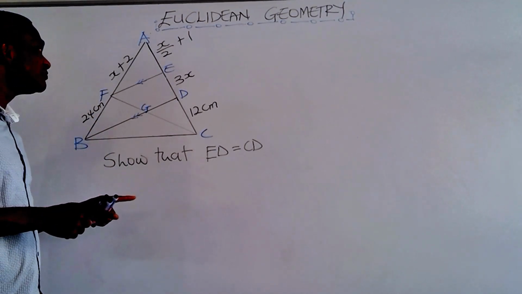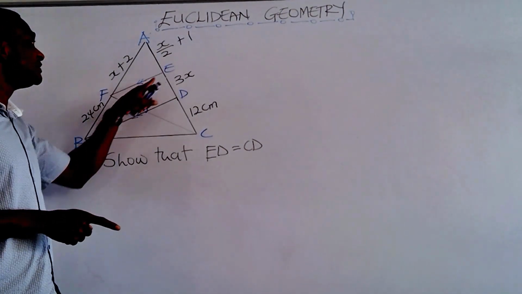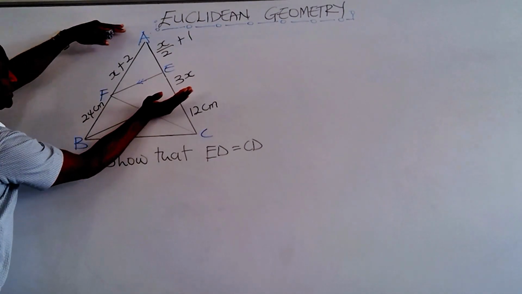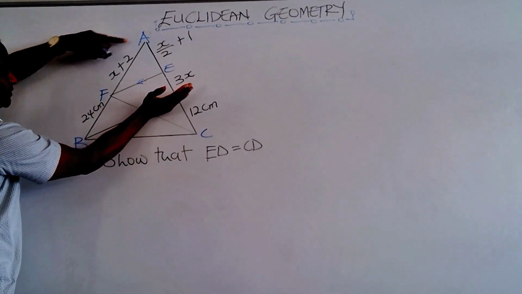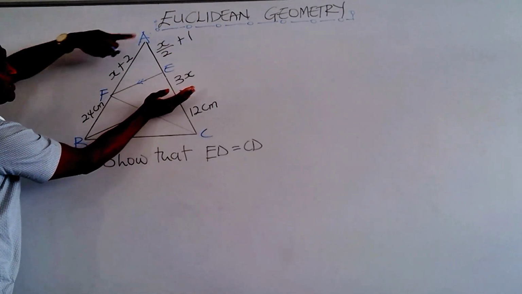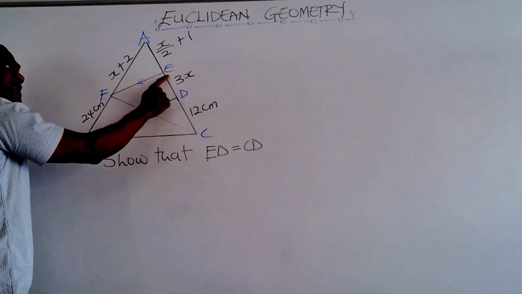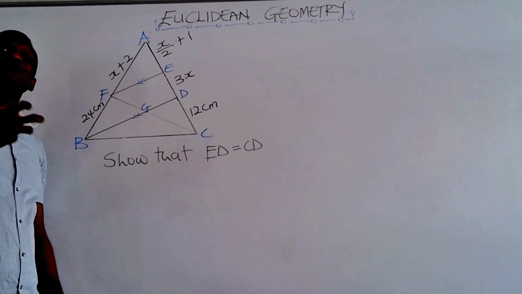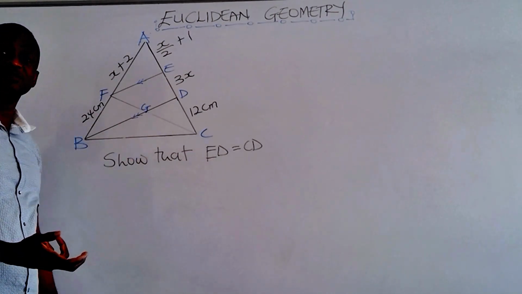Under the midpoint theorem, yes, we have two parallel lines, but E will be the midpoint of line AD and F will be the midpoint of line AB. But in this case, it is not given that E is the midpoint and it's not given that F is the midpoint, so you cannot use the midpoint theorem. That is where we go to the proportionality theorem.